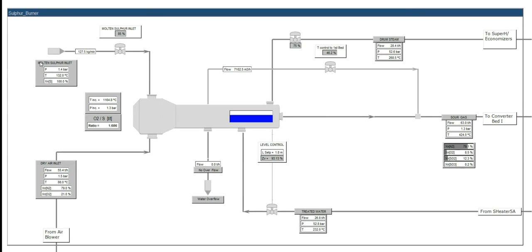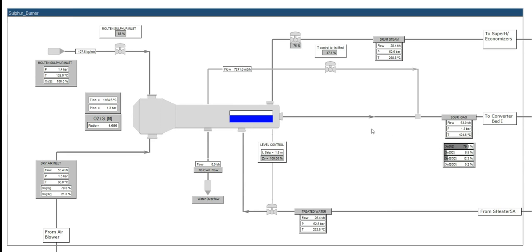So we are now back to the sulfur burner PNID. We can see that our temperature is dropping as we have the cold air coming. I'll call it 88 degrees, but it is cold compared to the incinerator temperature. We can see our control valve opening the valve and trying to restore the temperature to 425 degrees.